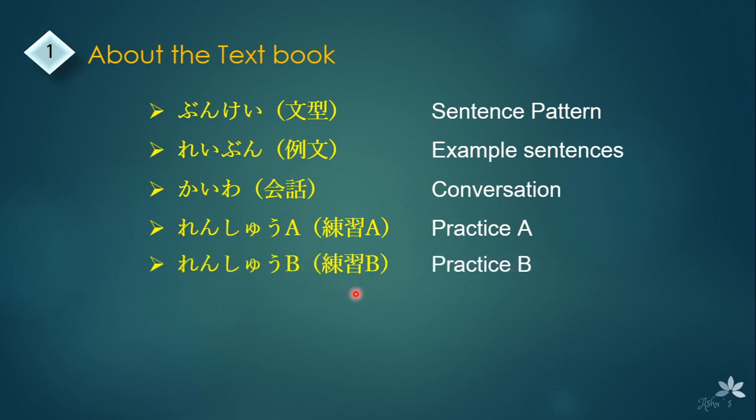Renshu B, practice B, wherein you have to make sentences using the clues given in the questions. Also, an example will be provided for each question. You should just follow the example and make the sentences. Renshu C, practice C. This section is to understand the conversation and start making conversations. You will have to read the conversation and, looking at the picture, make your own conversations.